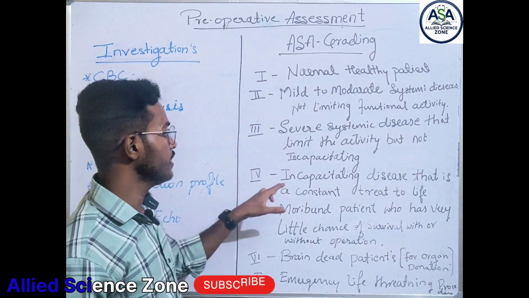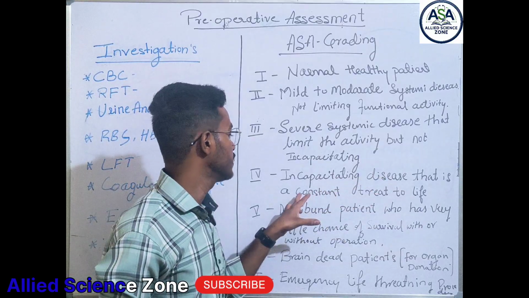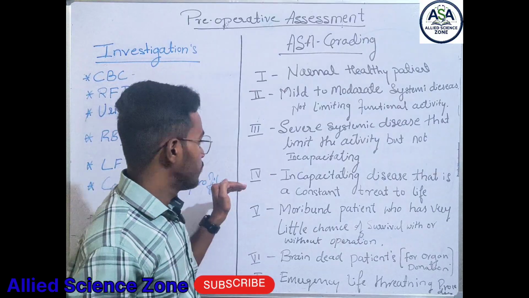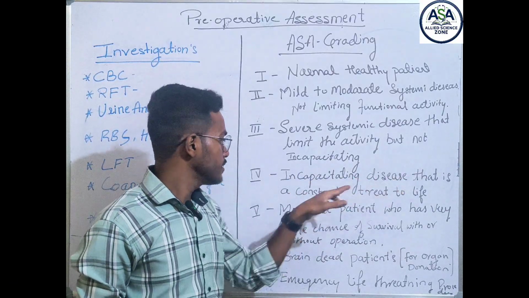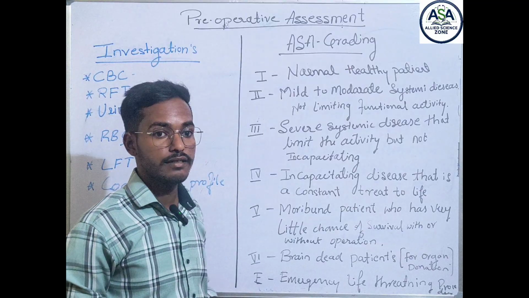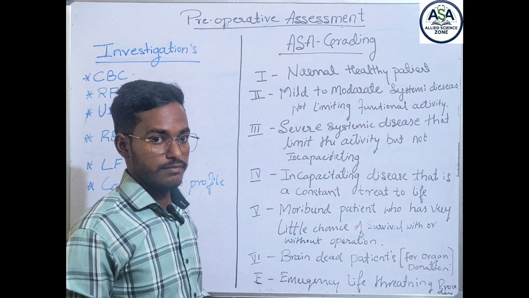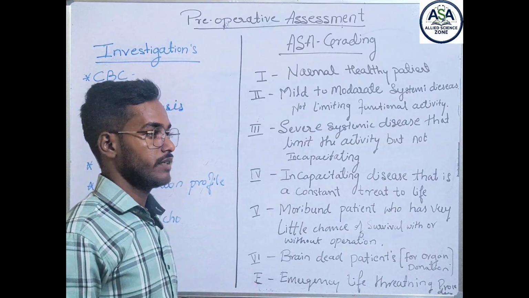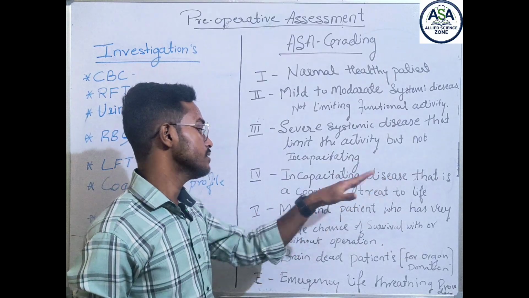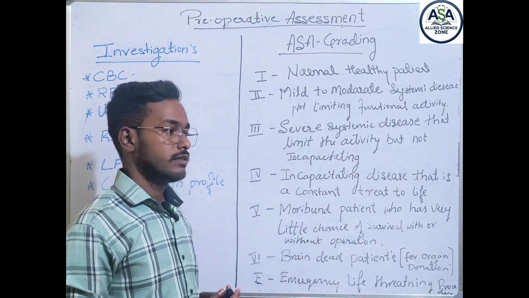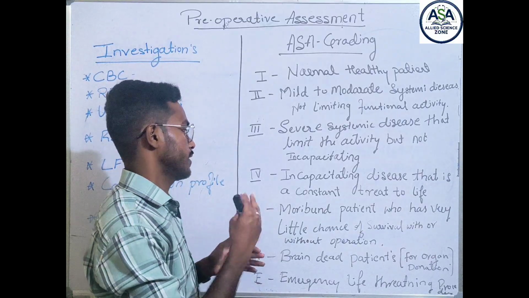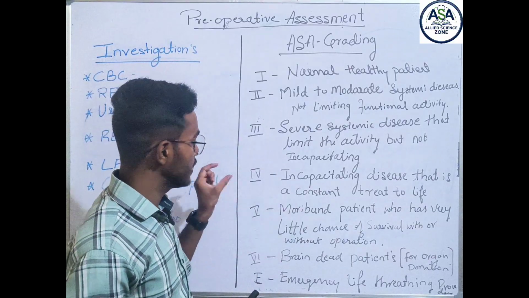ASA grade 4 is incapacitating disease that is a constant threat to life. Incapacitating diseases like kidney failure, renal failure, CKD, all come under the fourth grade: incapacitating diseases that are a constant threat to life. That patient comes under ASA 4.